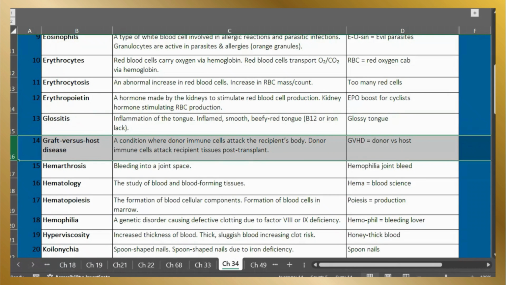Graft versus host disease is a condition where donor immune cells attack the recipient's body. Donor immune cells attack the recipient post-transplant. So it's a common complication of allogenic bone marrow transplant mostly.